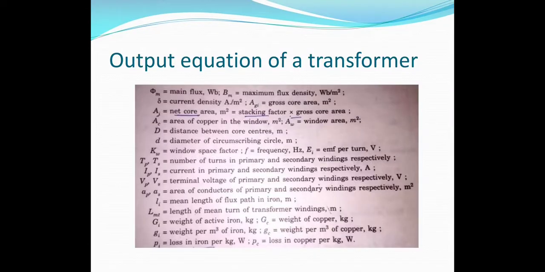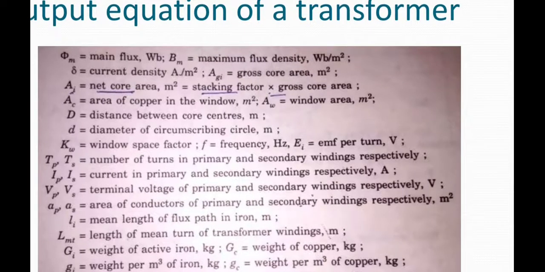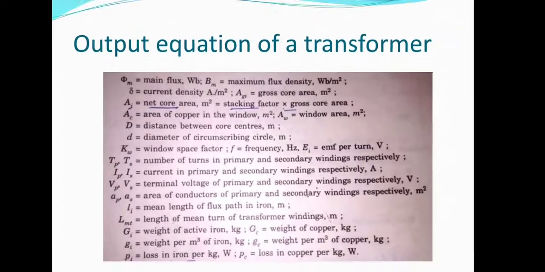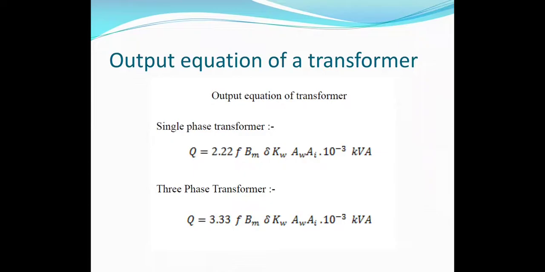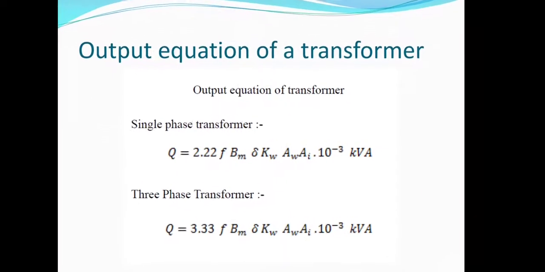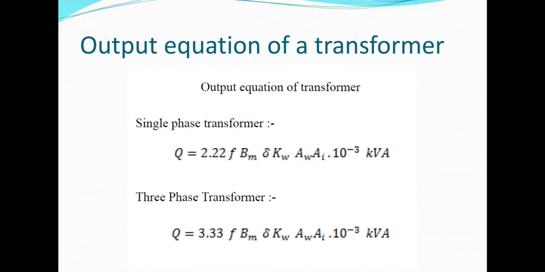And these are the terminologies used in the derivation of the output equation of a transformer. And this is the output equation of a transformer. The first equation is for single phase and the second equation is for three phase. Here AI and AW represent the main dimensions of the transformer. AI is the iron area, AW is the window area. BM and del are the flux density and current density. F is the frequency.